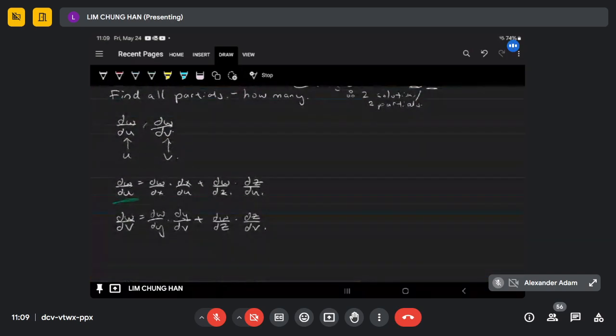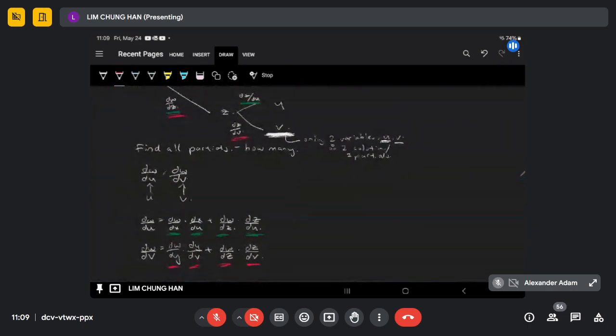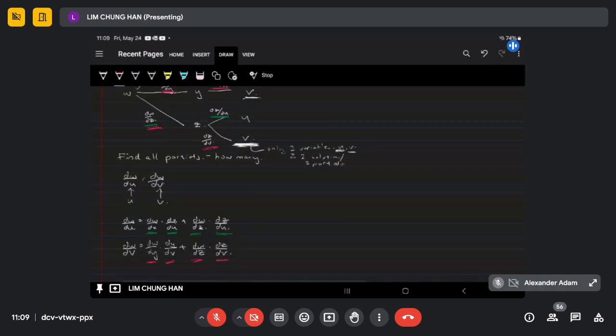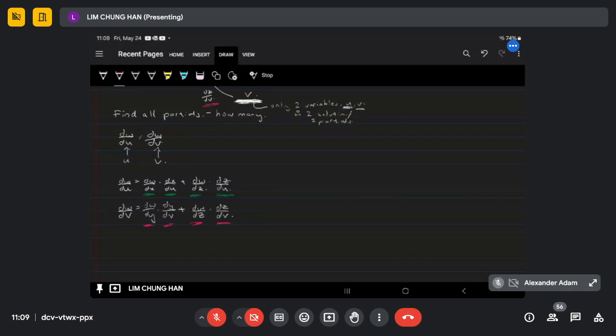I use color so that you know, green and red. You can relate back to the tree. Any questions? Do you understand how I drew the tree and how I came up with these two solutions? Yes, all clear. Okay. What about the others?